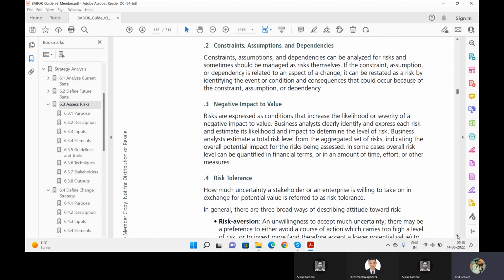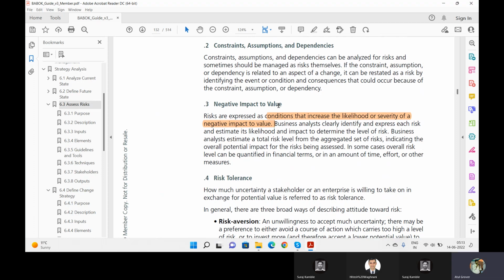can be anything. Risk is expressed as a condition that increases the likelihood or severity of a negative impact on a value. If this risk happens, then maybe my brand value will go down. Like the same example, if you remember the Amazon online sale failed the first time, that created a negative impact. So next time they considered this a major constraint, a major parameter in their sale part. They enhanced the server, they enhanced the database, they enhanced the infra and then they came back.